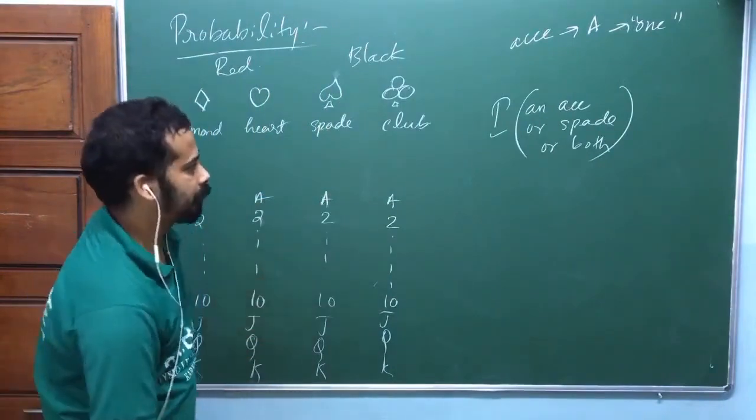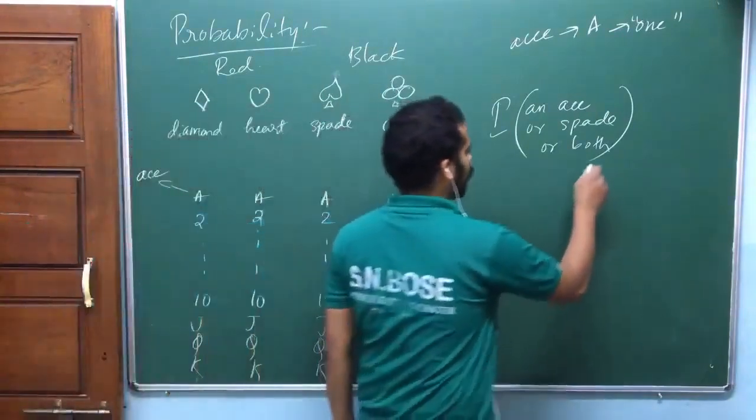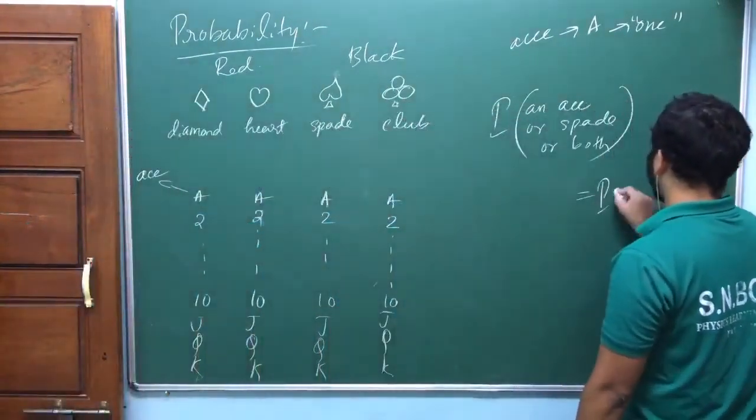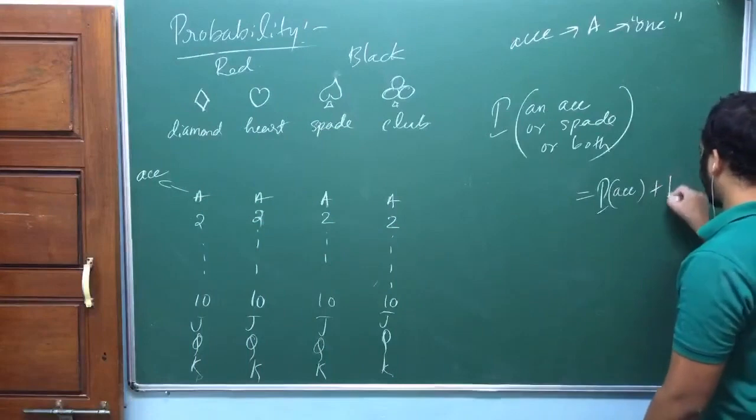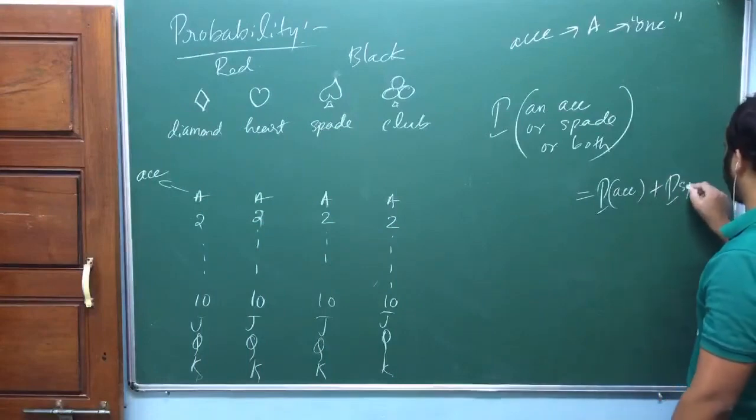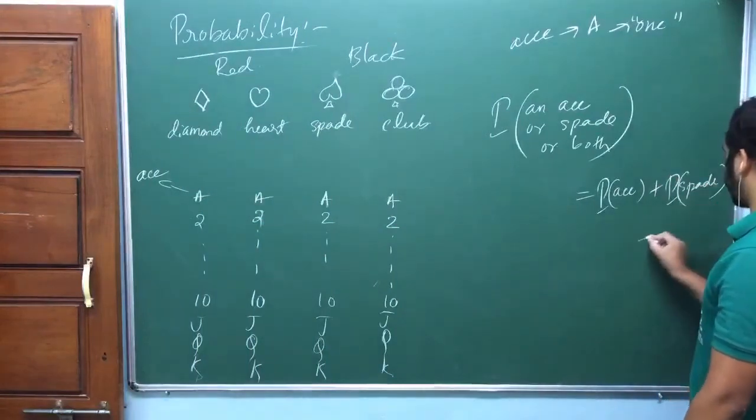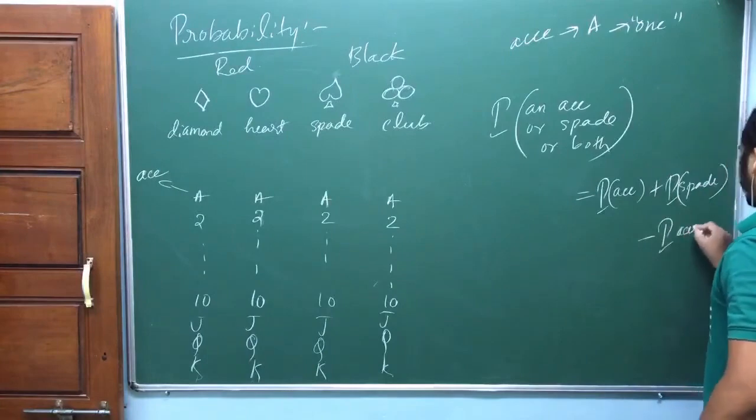How do we club the problem? So this equals the probability of getting an ace, plus the probability of getting a spade, minus the probability of getting the ace of spades.